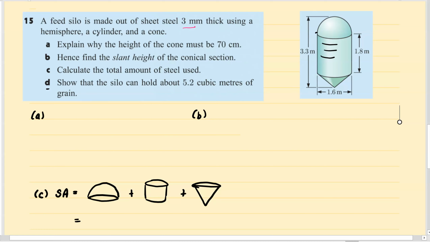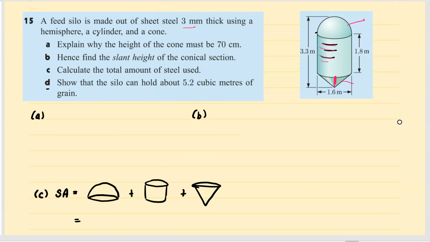cone. So we've got our hemisphere up here. Here's our cylinder. Notice it is only the curved bit. And we've got our cone down here. First thing, explain why the height of the cone is 70 centimeters. So we're looking here at our height. Straight away, sort of going, okay, just take away the measurements.